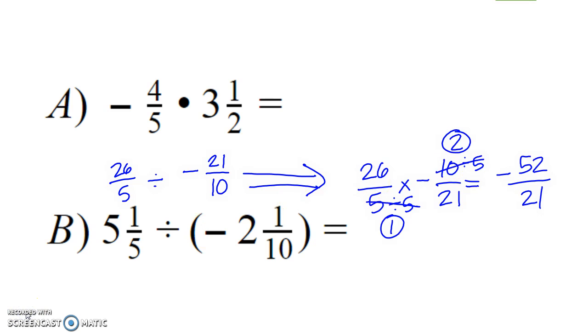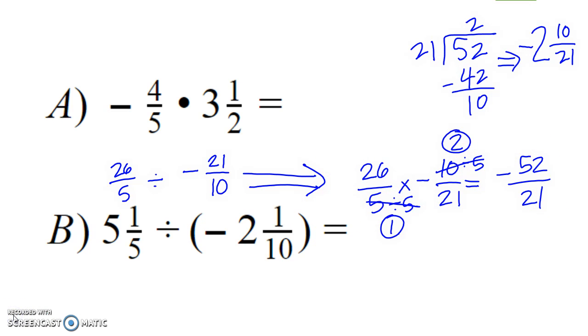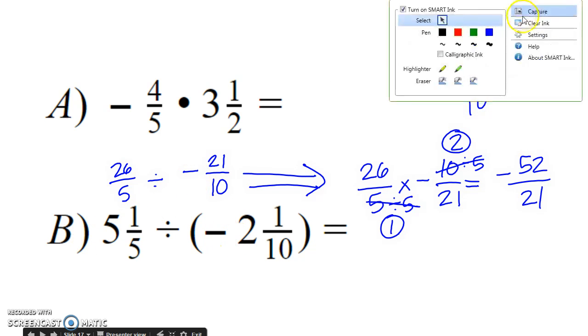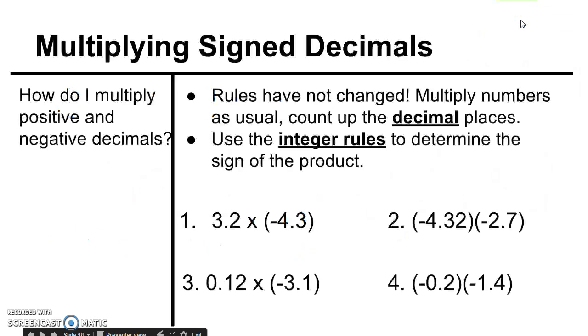Next, I look and see if I can cross cancel. I could simplify by dividing by 5 here, so I did that, and then I just multiply straight across. Last, I put it back into a mixed number. So I divide the top by the bottom, 2 and 10 over 21, and that's going to be negative since the signs were different here. So that's multiplying and dividing with fractions and mixed numbers.